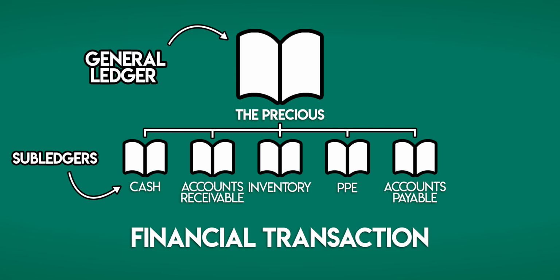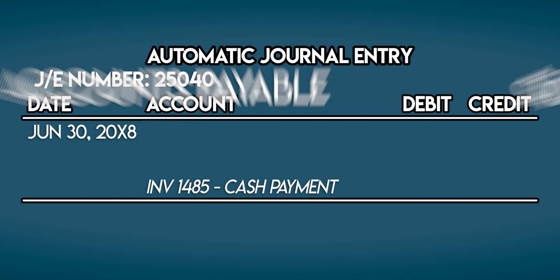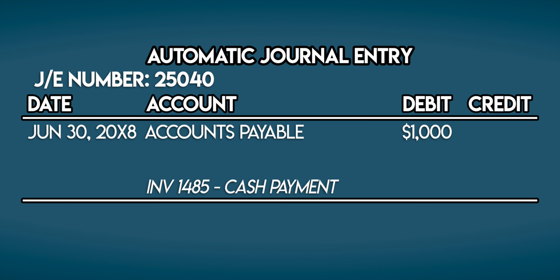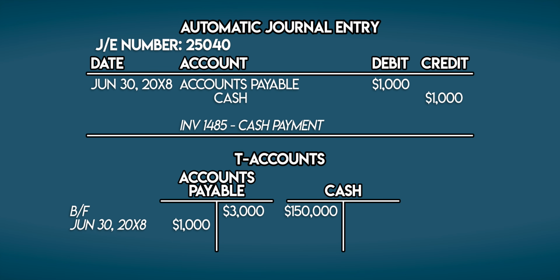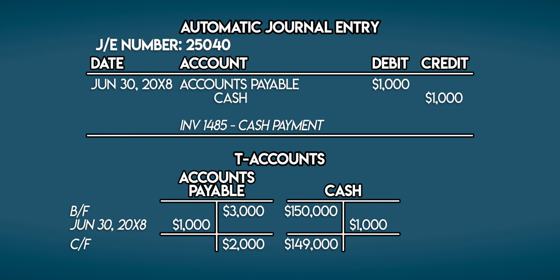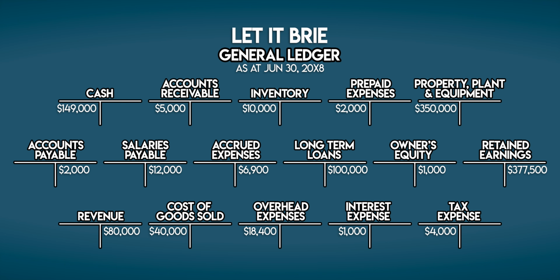Well, these days, accounting software is pretty smart, and often when you make a payment like this, it'll trigger an automatic journal entry in the background. What would that look like? In this case, the journal would debit accounts payable by $1,000 to reduce your liabilities and credit cash by $1,000 to reduce your assets as well. This automatic journal entry will debit the left-hand side of your accounts payable account, reducing the balance down to $2,000, and credit the right-hand side of your cash account, bringing the balance down to $149,000. If we look again at your general ledger, we can see that it's been updated.